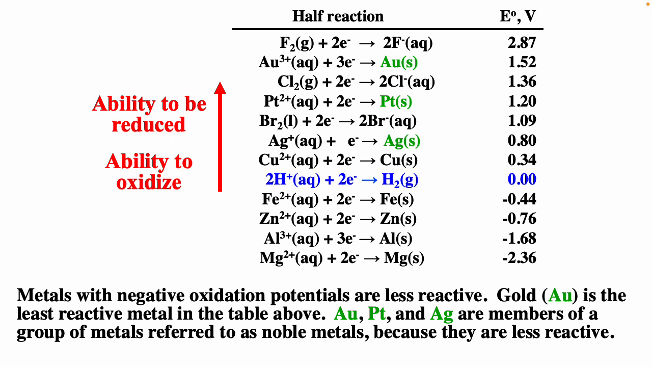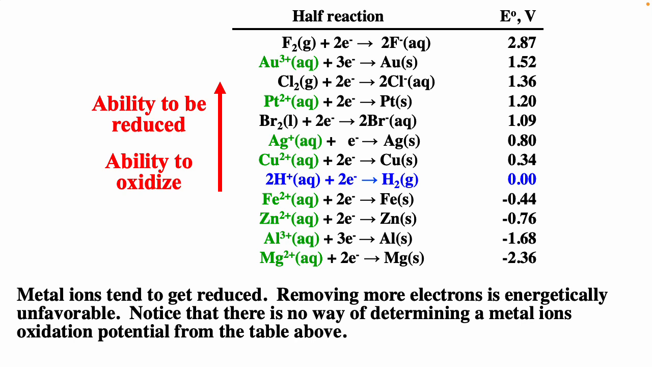Platinum and silver are members of groups referred to as noble metals because they are less reactive. Metal ions tend to get reduced because they tend to gain electrons. Removing more electrons from them is not energetically favorable.